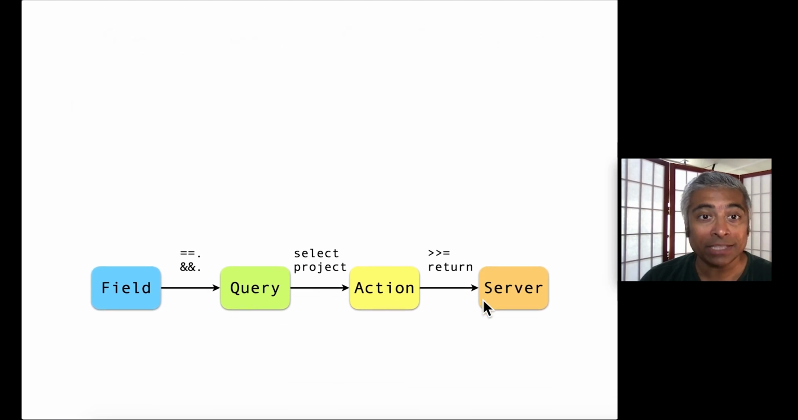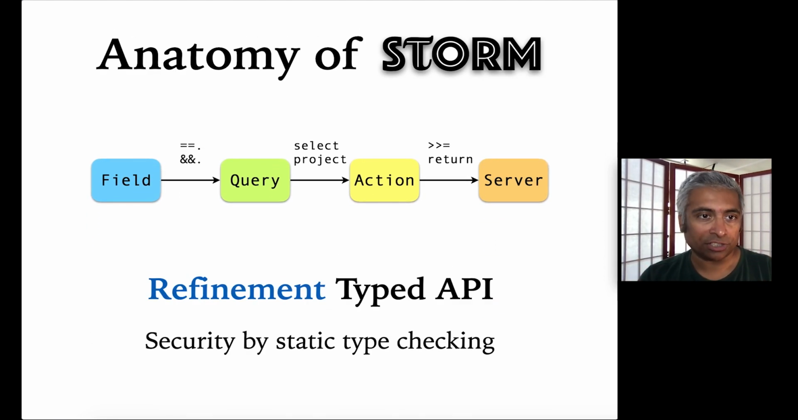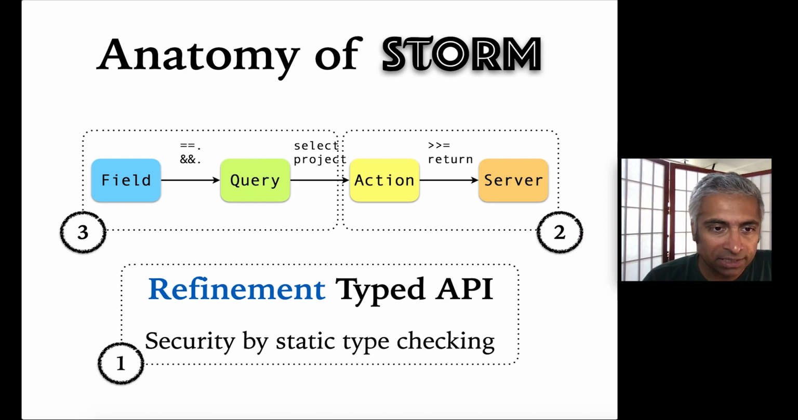So what we're going to do in Storm is to exploit this structure. We're going to look at these central types, field, queries, action, servers, and the functions that allow you to go from fields to queries, from queries to actions, and then build up the whole server. And we're going to associate refinement types with all of these individual elements to build up a refinement typed API such that just by type checking your server code, you can be guaranteed that your security policy holds at compile time.